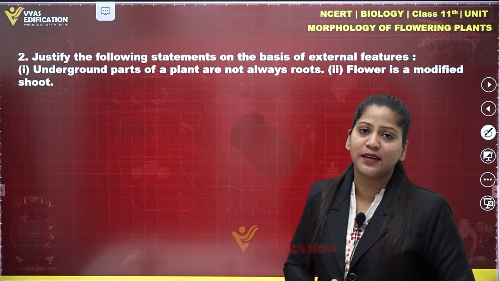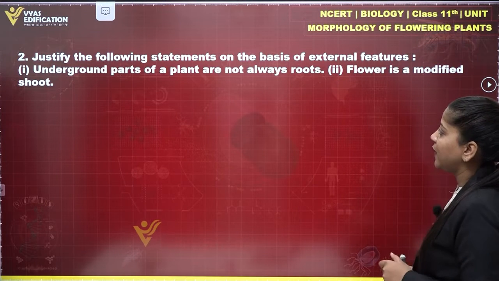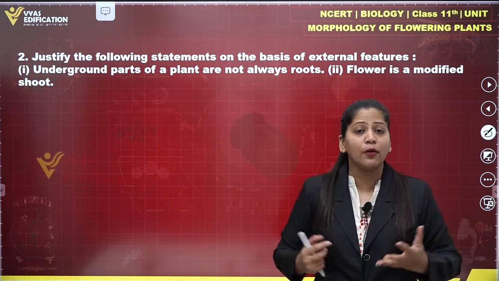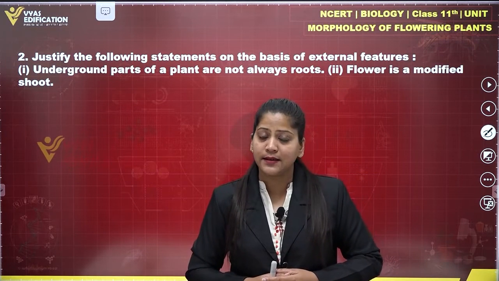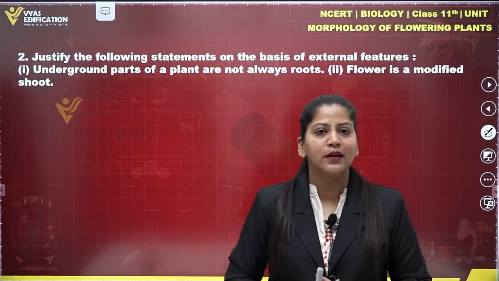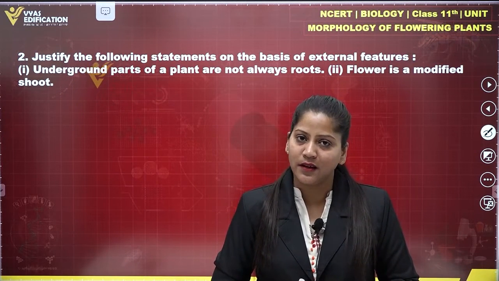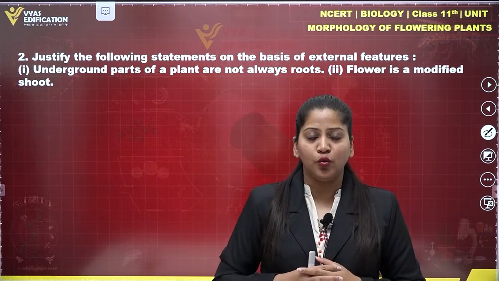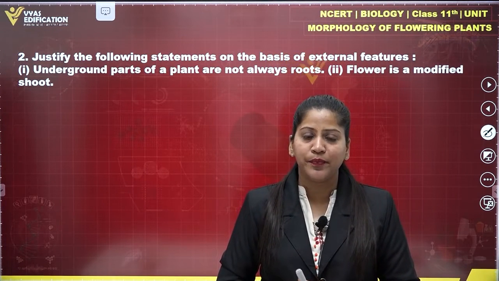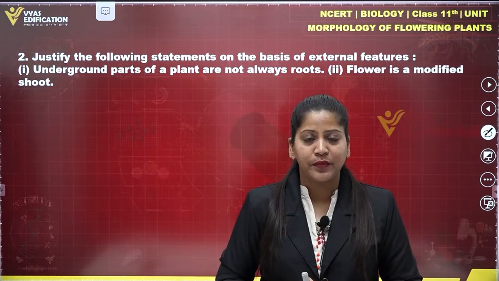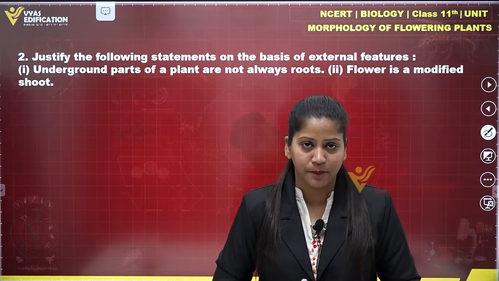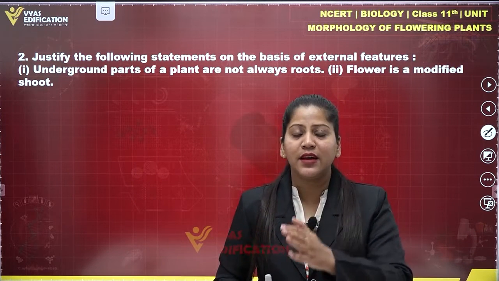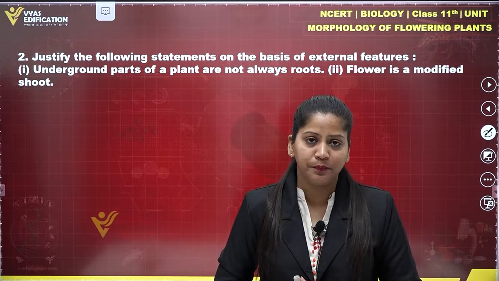Let's come to the next statement, statement number 2: flower is a modified shoot. Is flower a modified shoot? Yes, it is a modified shoot. We know that apical meristem is present in the stem. This apical meristem present on the stem tip gives rise to the floral meristem.